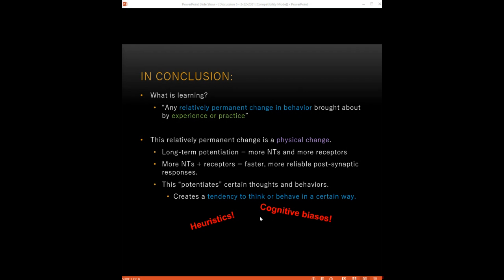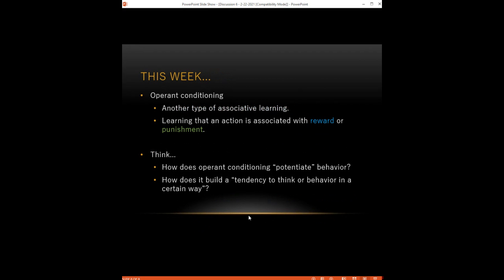So in the interest of time, I'm sorry to cut you guys off, but I'm sure some people have to go, and I want you to digest this point, because this is how what we're learning now connects back to what we learned before. I think this is going to help you understand operant conditioning as we move into it this week. This week we're learning a different kind of learning, operant conditioning. It's learning that an action is associated with reward or punishment. As you are learning how operant conditioning occurs, think to yourself, how does operant conditioning potentiate a behavior? How does it make certain tendencies, certain thoughts or behaviors, more likely? How does it build a tendency to think or behave in a certain way? How are you building heuristics and cognitive biases? If you think about it this way, I think it's going to make learning operant conditioning much more enjoyable and much more interesting.